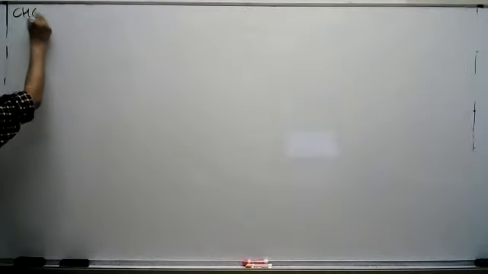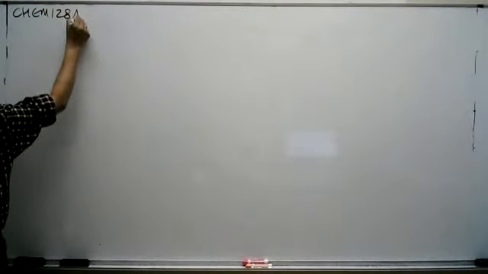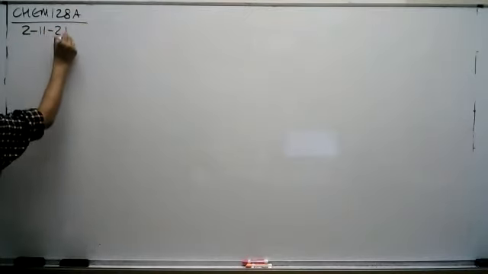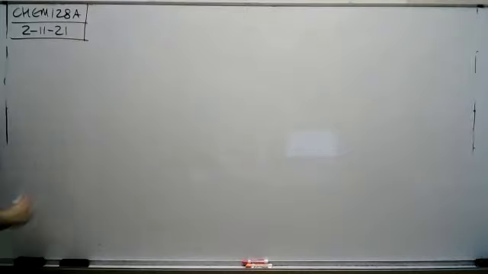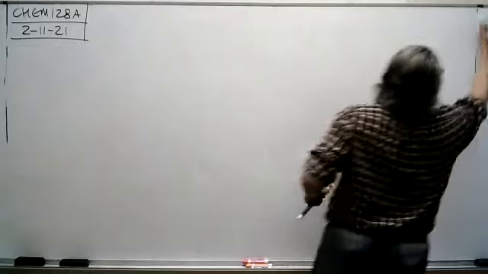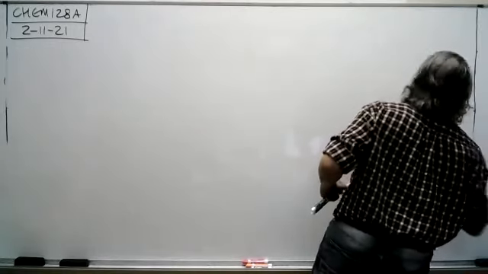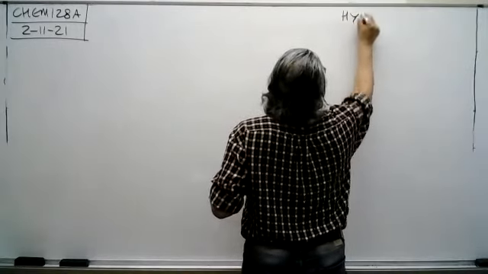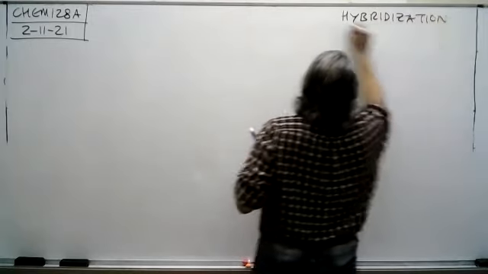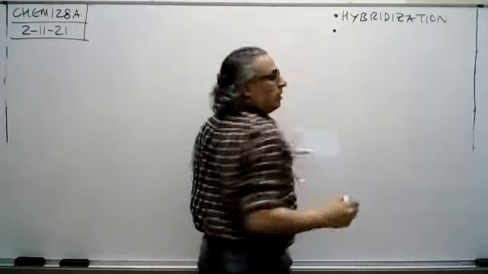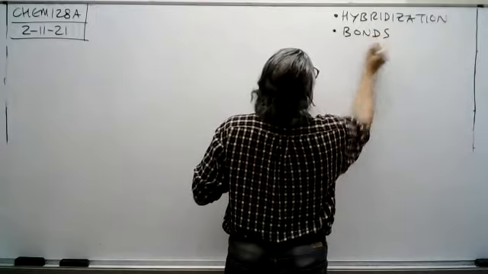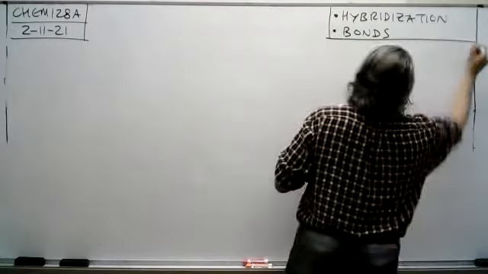Chem 128A, and today is 2/11/21. Okay, we started talking about hybridization, right? We talked about hybridization going into bonds. So that's leading to the chemical bonds happening. Okay, so that's where we were.